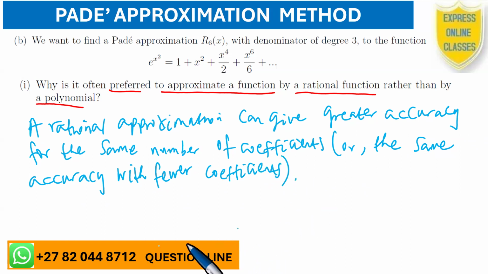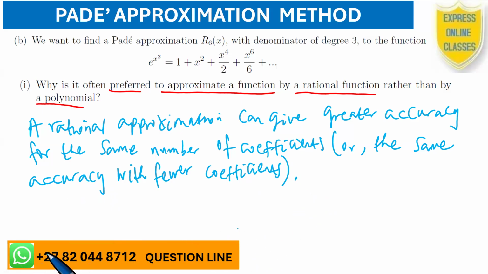With fewer coefficients. A rational approximation can give greater accuracy for the same number of coefficients, or the same accuracy with fewer coefficients. This gives the advantage and the reason for the preference of what we call a rational function rather than a polynomial.